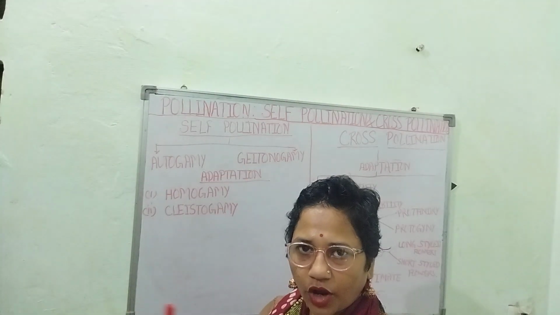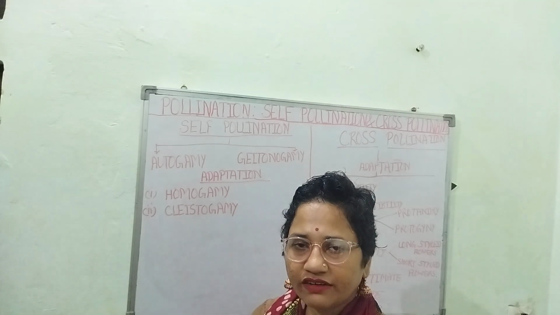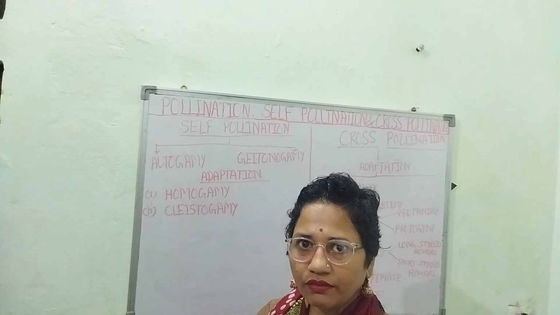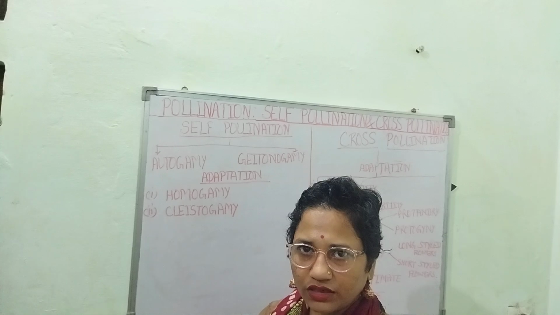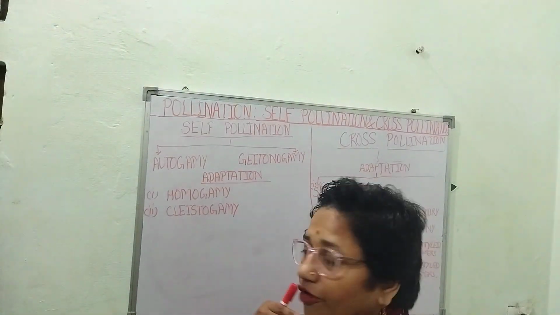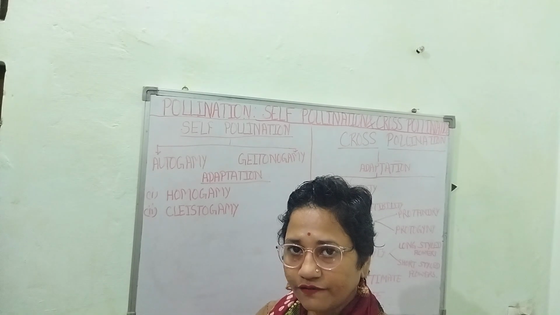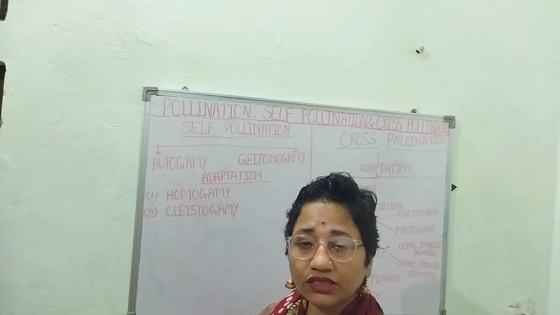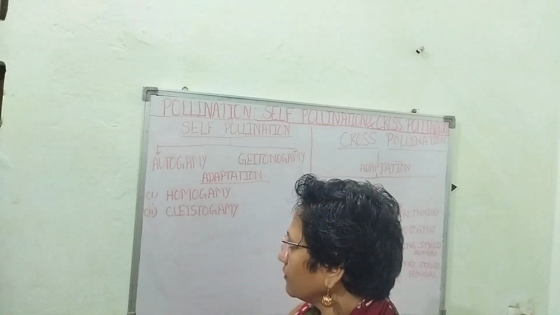Autogamy means pollination of anthers by its own flower, meaning the transfer of pollen grains from anthers to the stigma of the same flower is called autogamy. And the transfer of pollen grains from anthers to the stigma of another flower of the same plant is called deuterogamy.